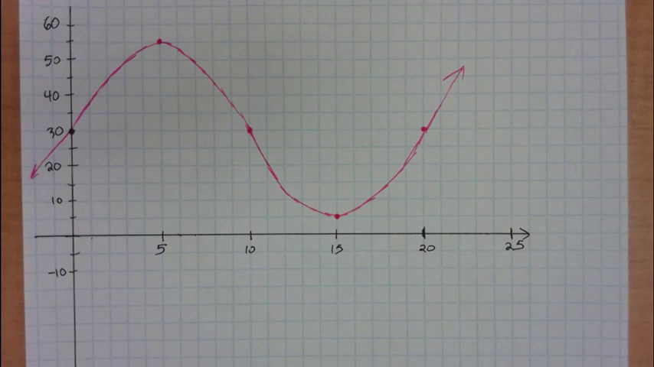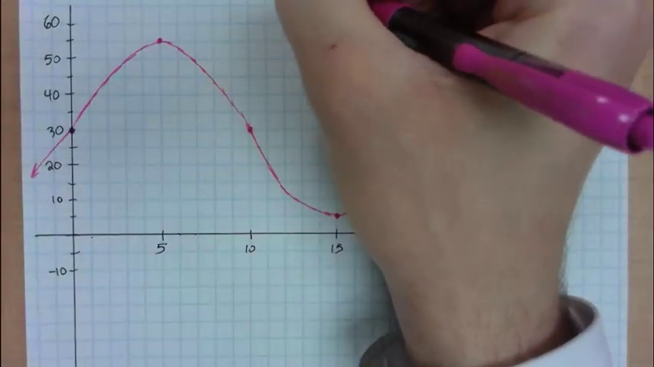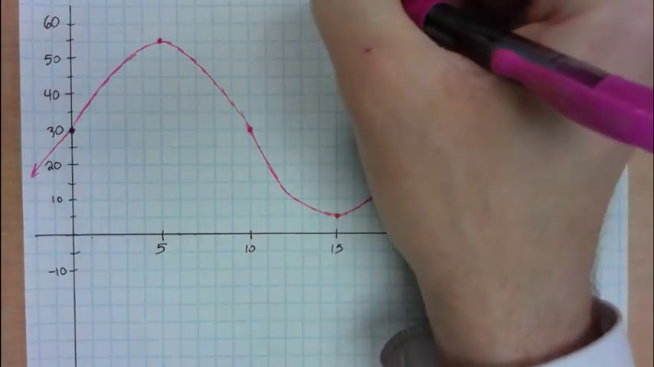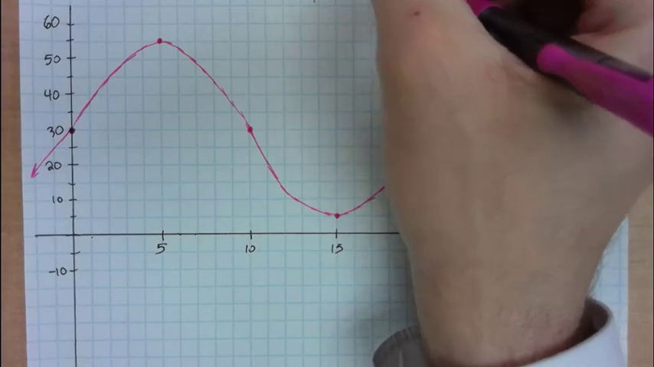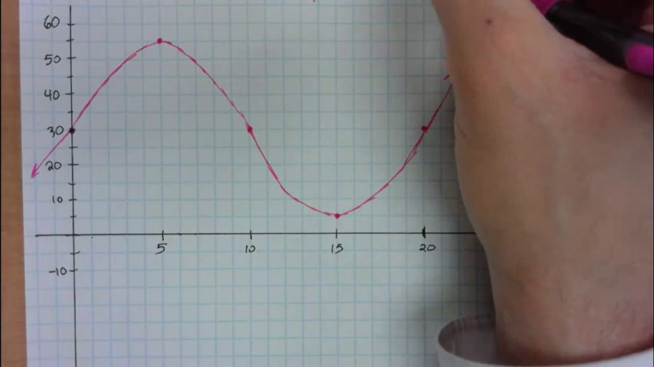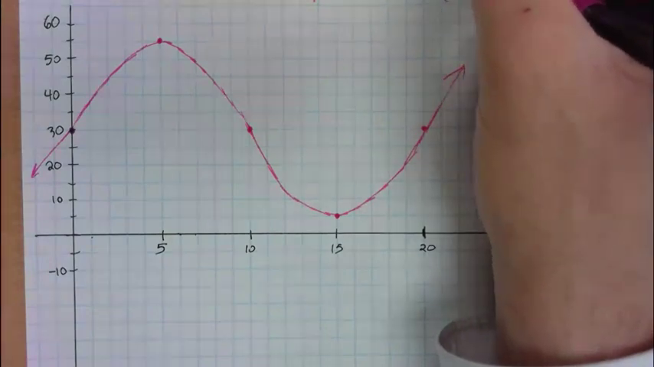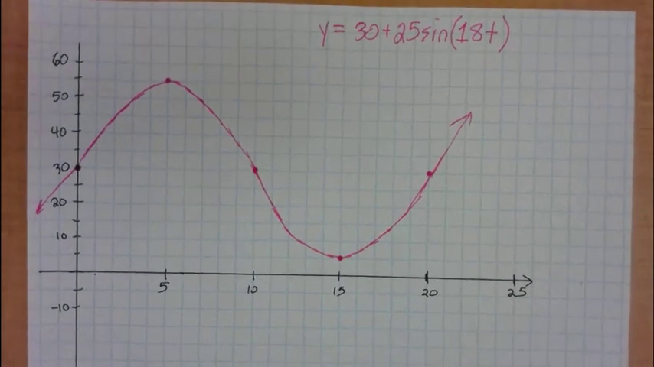We are now continuing with some more information about sine graphs. We are looking at a sine graph from what we were working on in our last video. This graph is y equals 30 plus 25 sine of 18t. So that is what we just graphed.